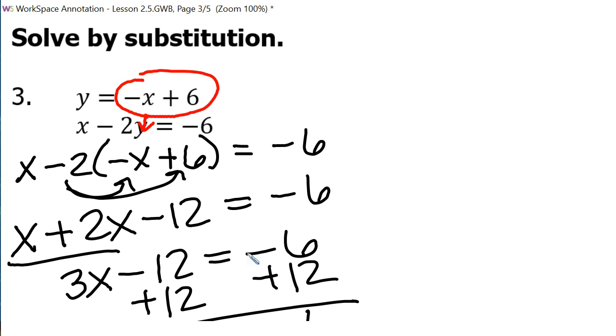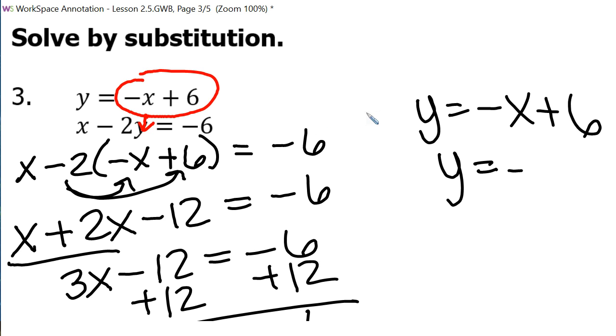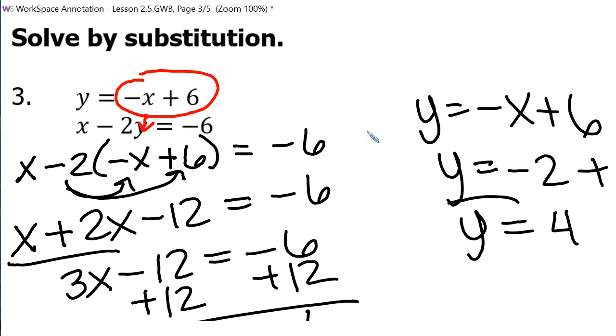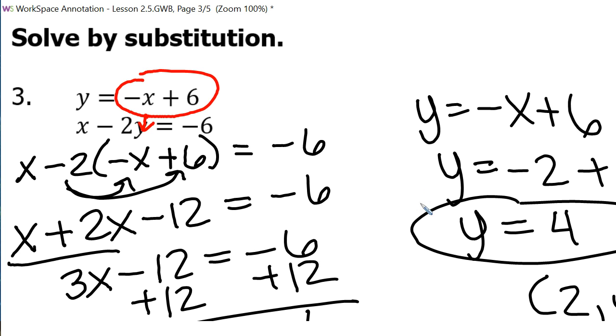To get the other half, make sure you use one of the original equations. So do you want to use the top original or bottom original? Top. Y equals negative x plus 6. Instead of x, what do I replace it with? 2. And what's negative 2 plus 6? 4. So what is my final answer? 2, 4 is right. Make sure you write it as an ordered pair. Ordered pairs have to have parentheses.